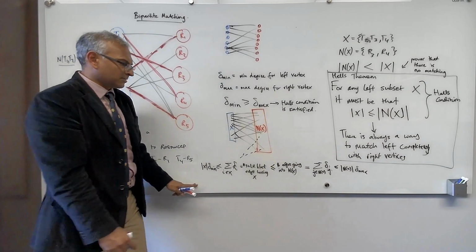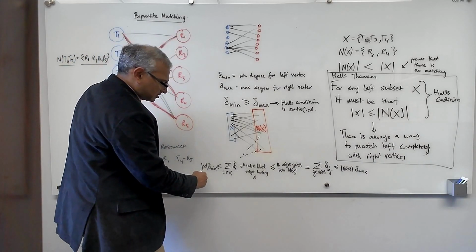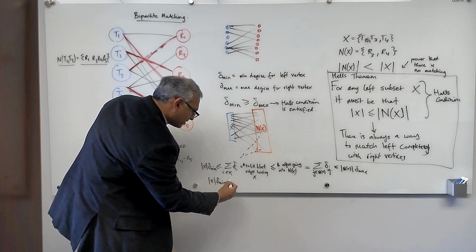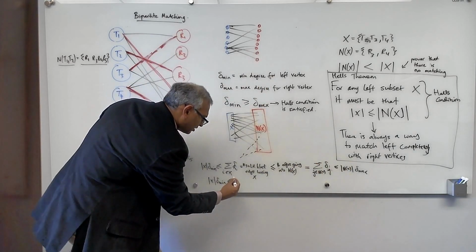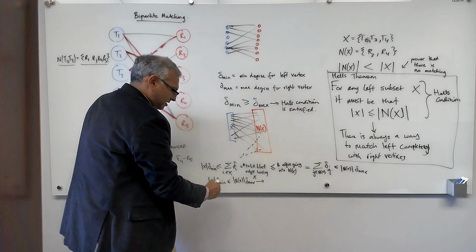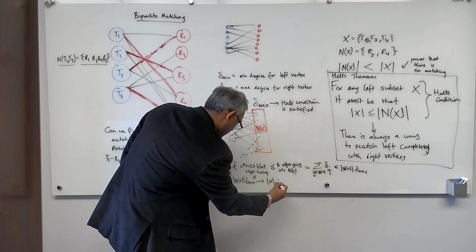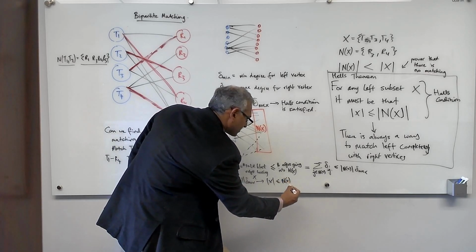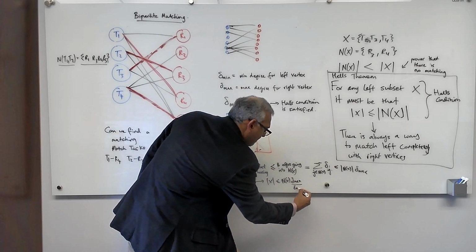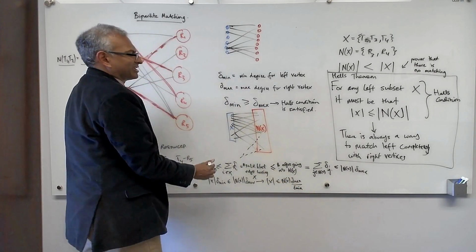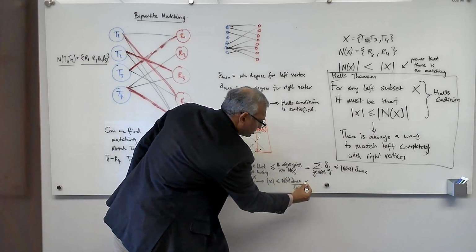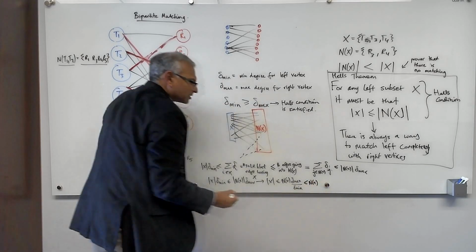And so if I compare, I see that the size of X times delta min is at most the size of N of X times delta max, which means that the size of X is at most the size of N of X times delta max over delta min. But delta max over delta min is less than or equal to 1, because delta max is less than or equal to delta min. So the size of X is less than or equal to the size of N of X.